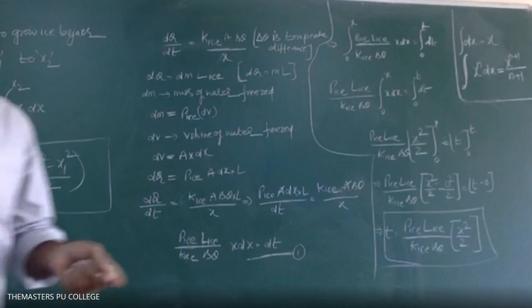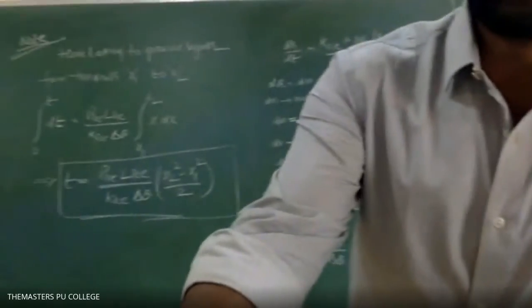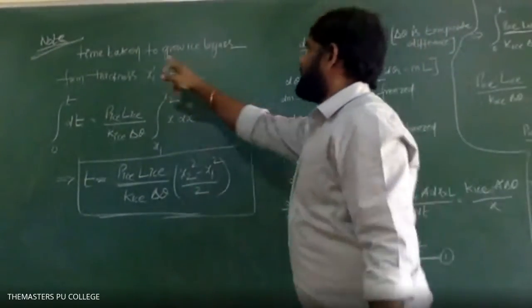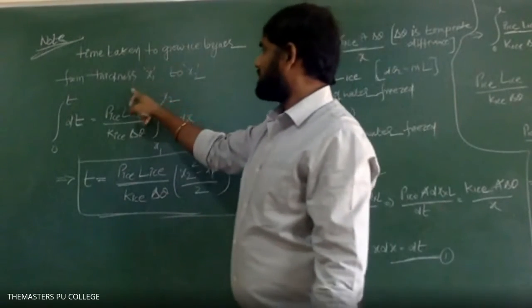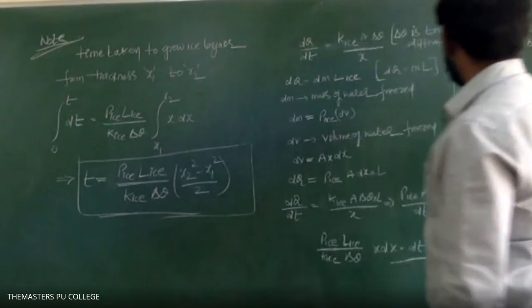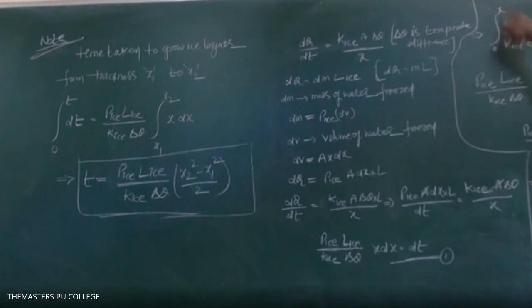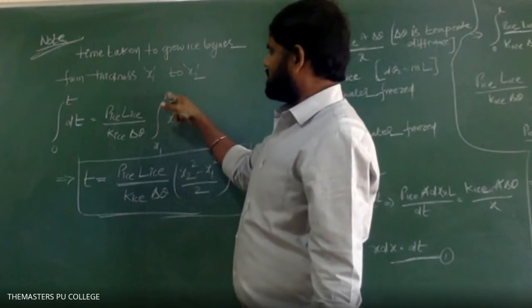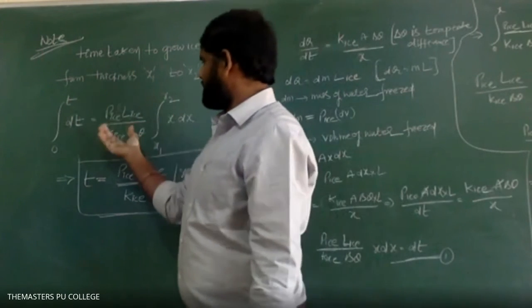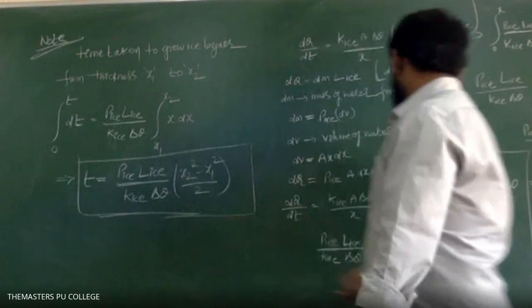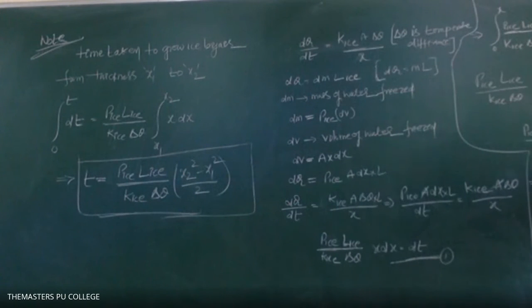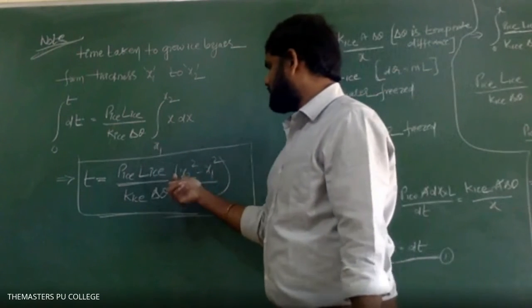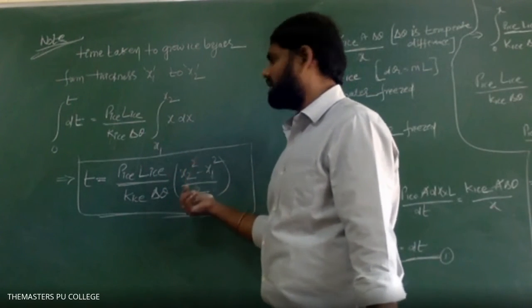Completed, sir. So after that, make a note of this. The time taken to grow an ice layer from thickness x1 to x2 is the same thing. Earlier you were integrating from 0 to x1, but now the ice layer thickness is increasing from x1 to x2. The time taken is found by integrating that. Before, we got x square minus 0 square because the lower limit was 0, but here the lower limit is x1, that's why we get (x2 square minus x1 square) by 2.